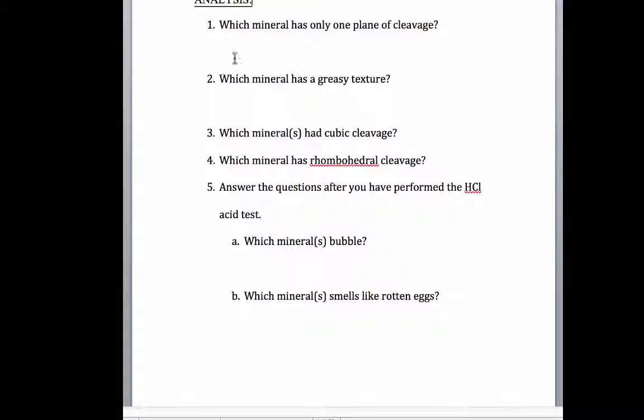On these ones that are talking about which mineral has one plate of cleavage and which mineral has a greasy texture, you can just write the numbers down on these. So the ones you'll be able to answer today are 1 through 4. Please have the sub pause this so that you can finish copying it down.